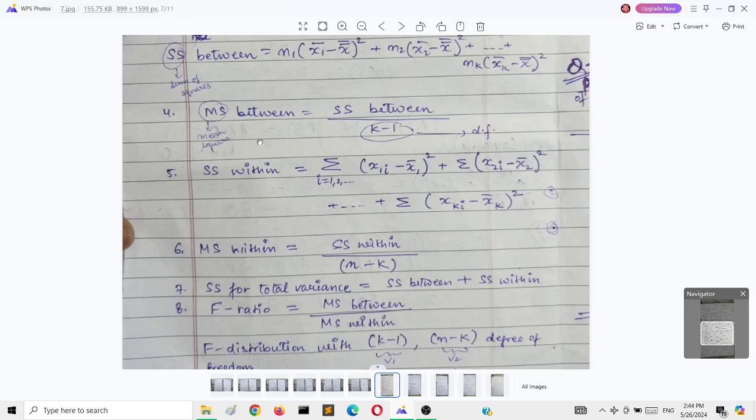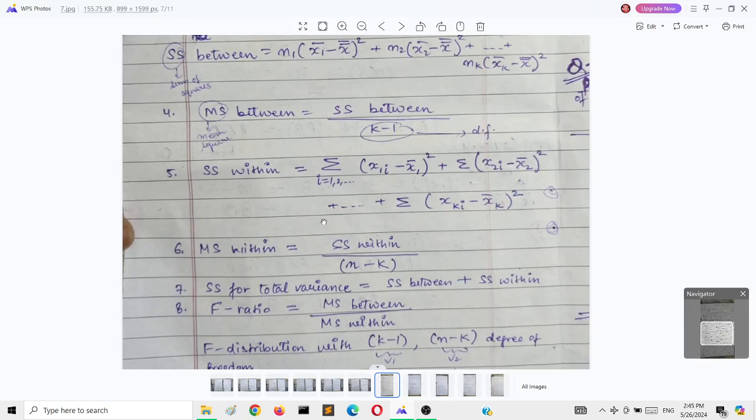the second sample's first value, second value, and so on, squaring up, and so on till the kth sample. We calculate the mean of the kth sample, subtract the kth mean value from each of the examples, and add up all of those, and we get the SS within value. This is the sum of squares within value.